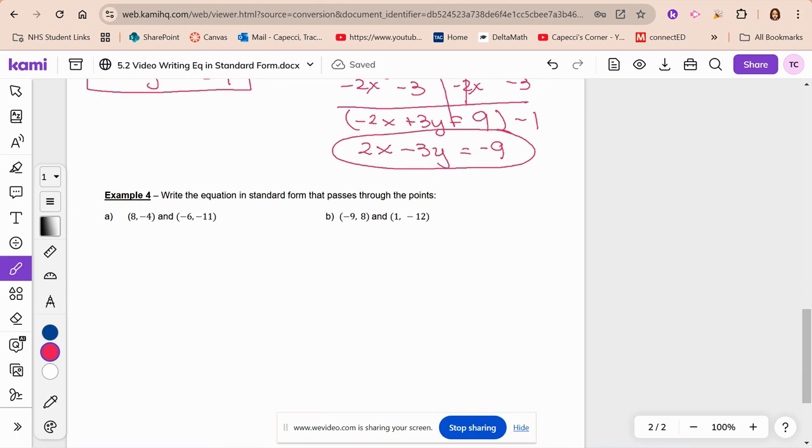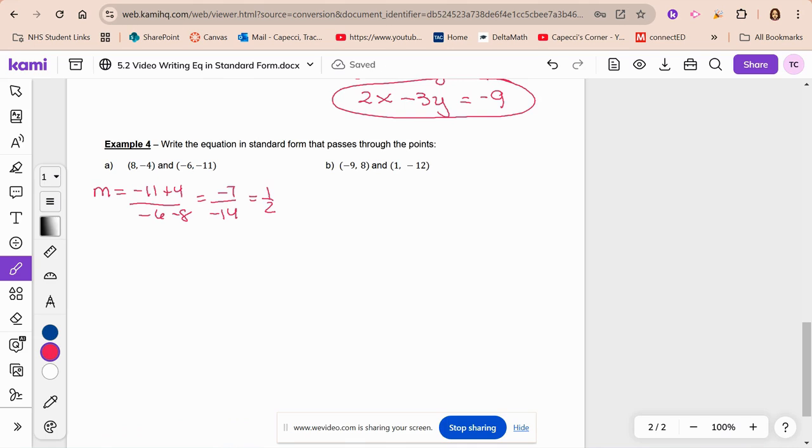All right, let's keep going. Write the equation in standard form that passes through the points. So the first thing I have to do is find my slope. So I have negative 11 plus 4, and then I have negative 6 minus 8. So that gives me negative 7 over negative 14, which is positive 1/2.